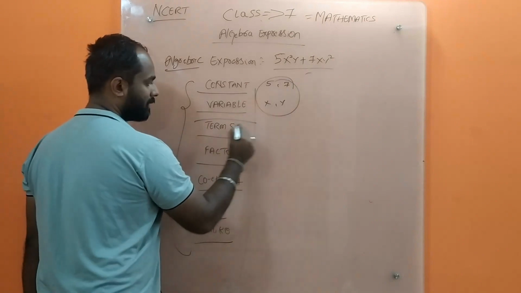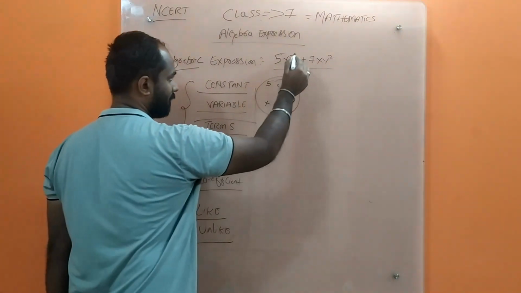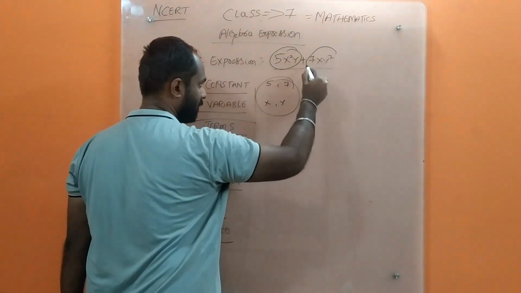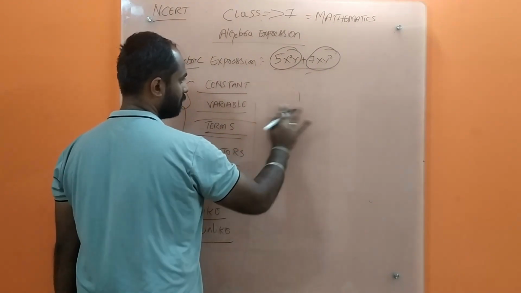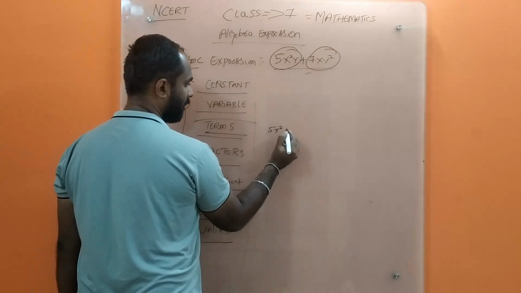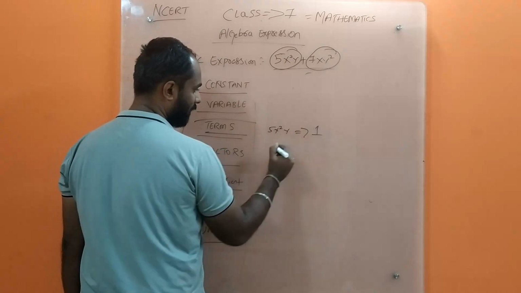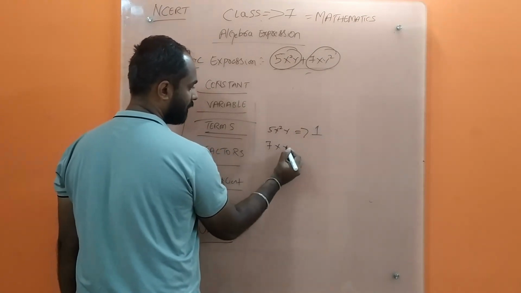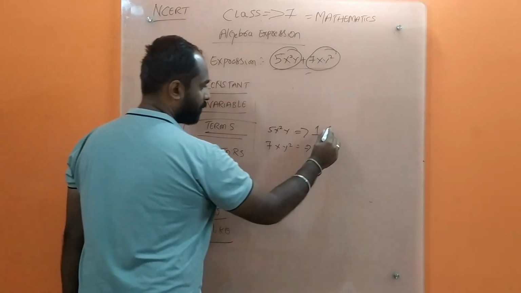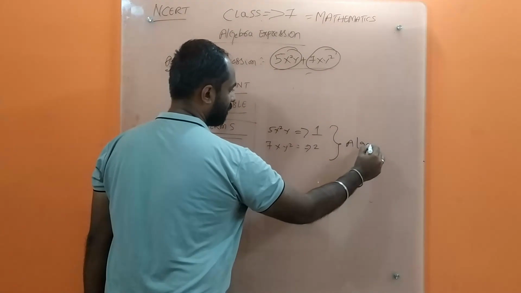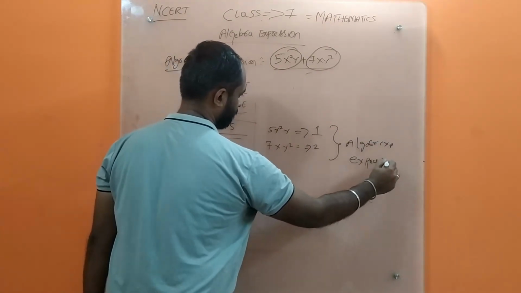Now this is a term. What is meant by a term in an algebraic expression? Terms are nothing but things put together. This is term 1 and this is term 2. For example, 5x square y is one term. The second term in this expression is 7x y square. Put together, this is the algebraic expression, or you can simply call it an expression.